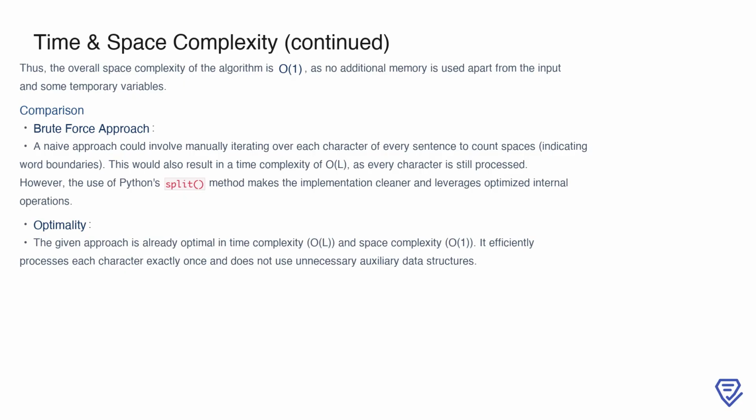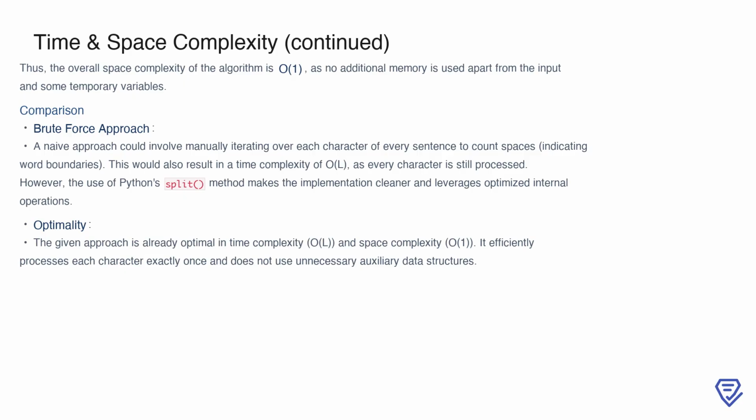Let's compare this to a brute force approach. In a less efficient method, we might iterate manually over each character in every sentence, counting spaces to identify word boundaries. Although this would also result in a time complexity of O(L), since every character would still be processed, the implementation would be more cumbersome. By using Python's split method, we not only achieve the same optimal time complexity but also take advantage of pre-optimized internal operations, resulting in a cleaner and more efficient solution.